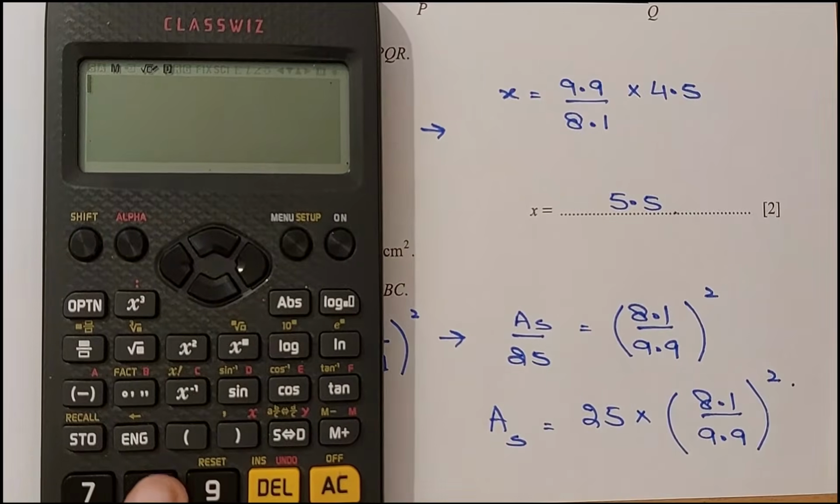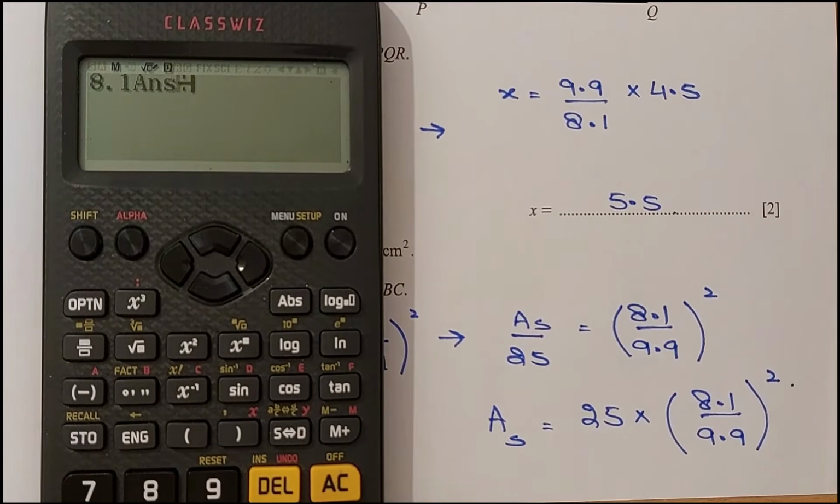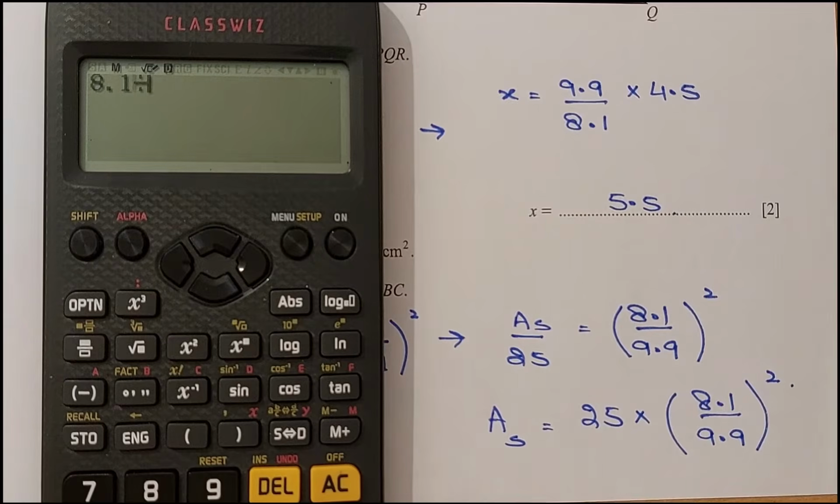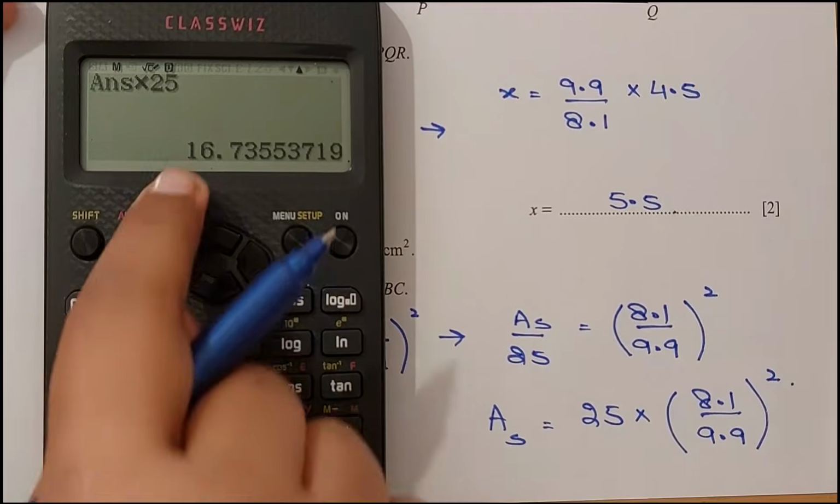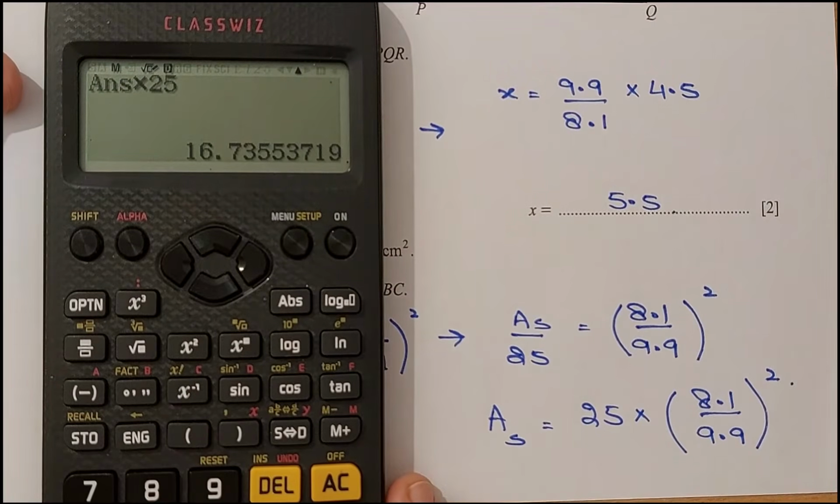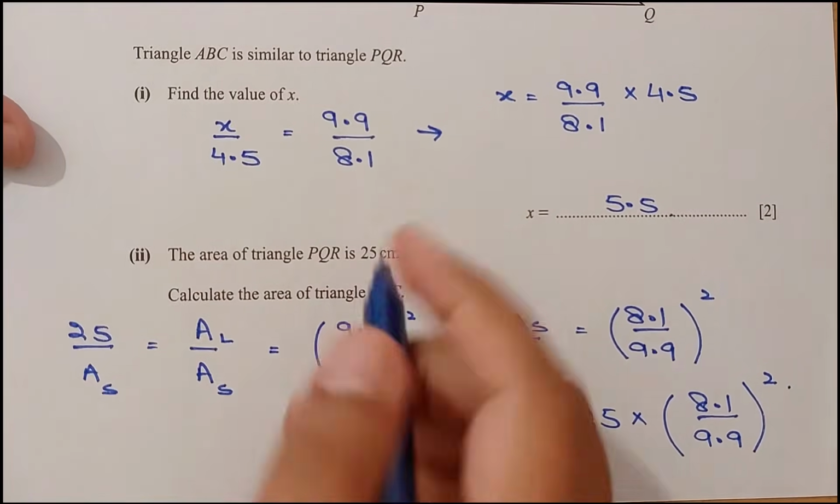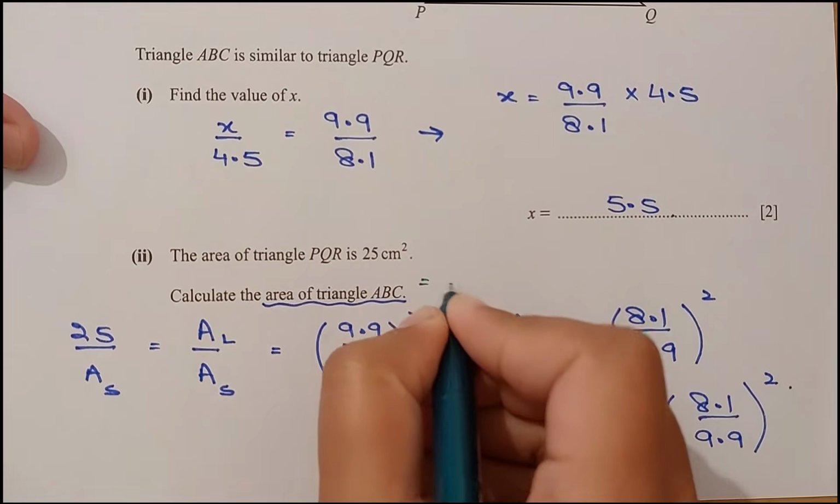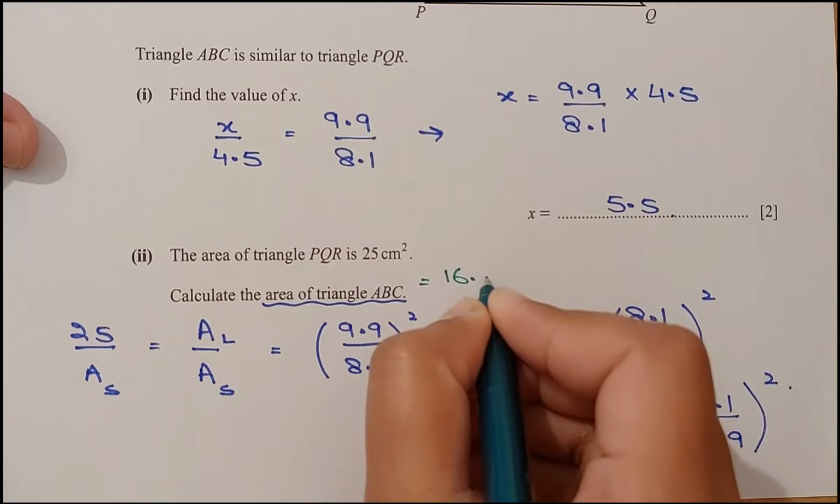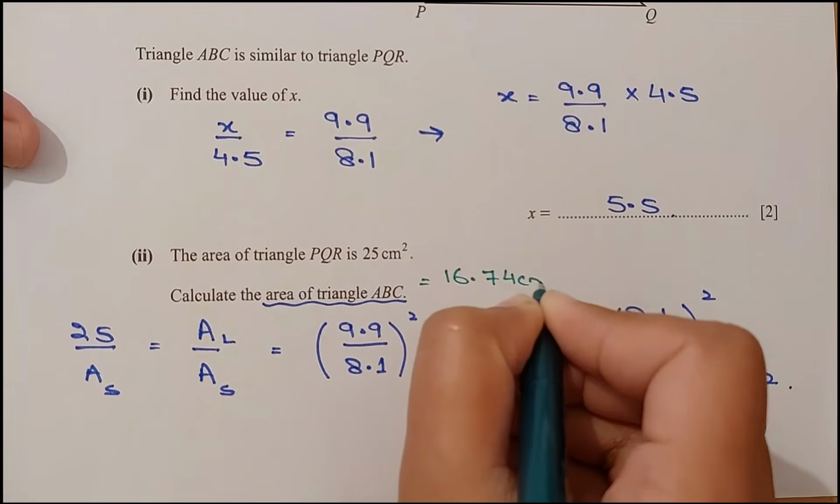Okay, so the first thing is 8.1 divides 9.9. It's squared and times by 25. So this is 16.73. So we can say area of the triangle ABC is 16.74 if we round it. So area of the triangle ABC is equal to 16.74 centimeter square.